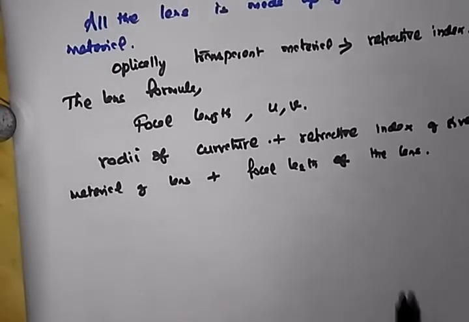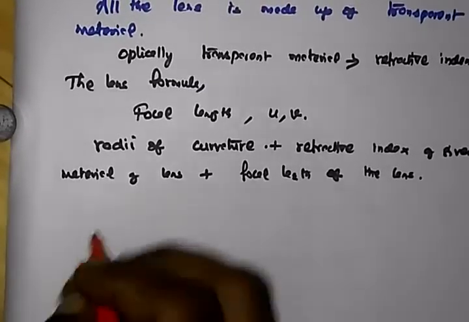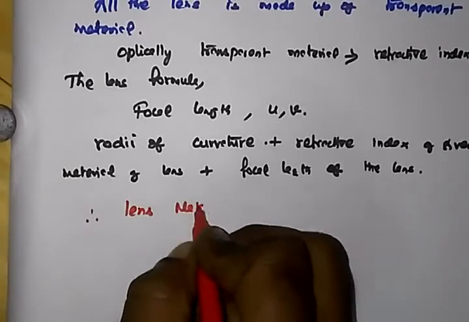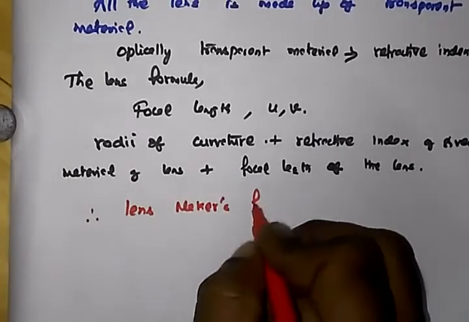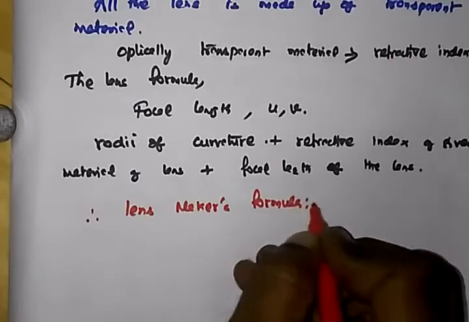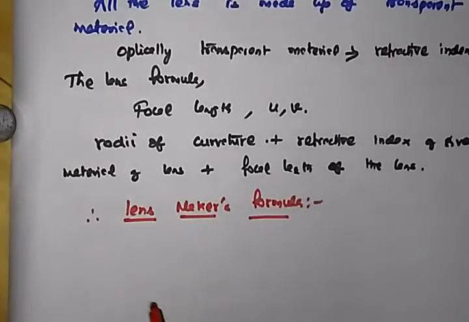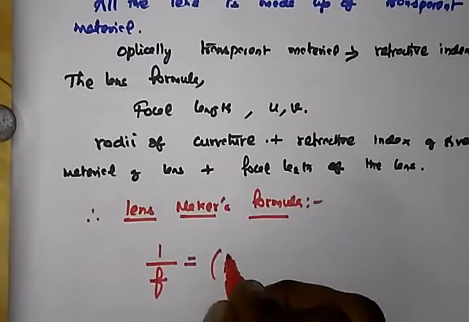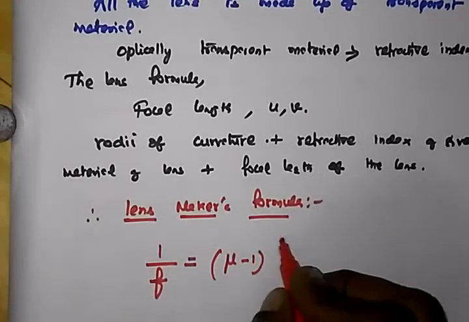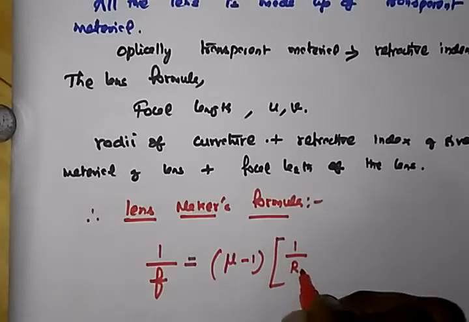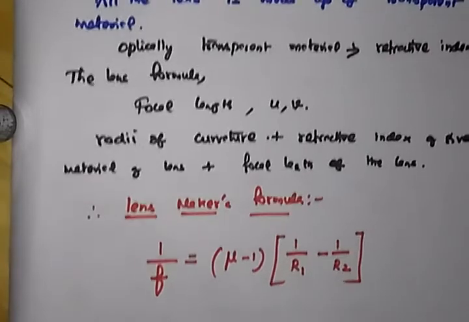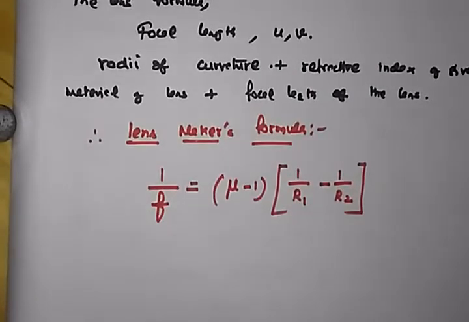Okay, so from this, how can we write the lens maker's formula? Therefore, lens maker's formula: 1 by f is equal to mu minus 1 into 1 by R1 minus 1 by R2. So this is lens maker's formula.